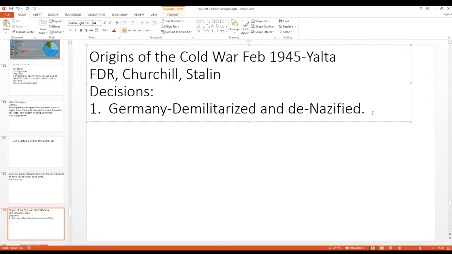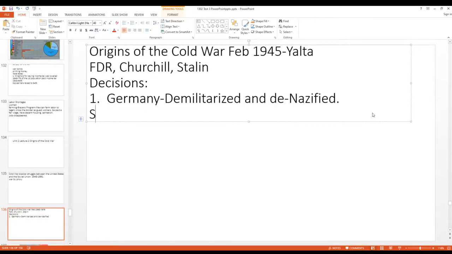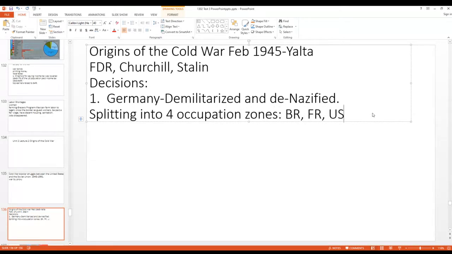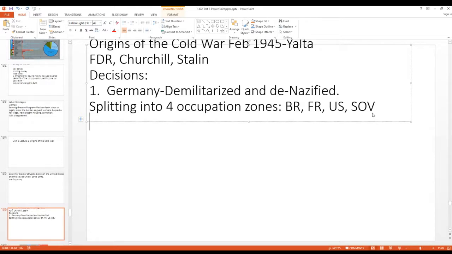We're going to show the German people what the Nazis were about. Okay? We are going to show them the death camps, the ovens, the piles of bodies. This will be done by splitting Germany into 4 occupation zones controlled by Britain, France, for some reason, the United States, and the Soviet Union. And then the city of Berlin itself will also be split into 4 occupation zones for the demilitarization and denazification of the country.